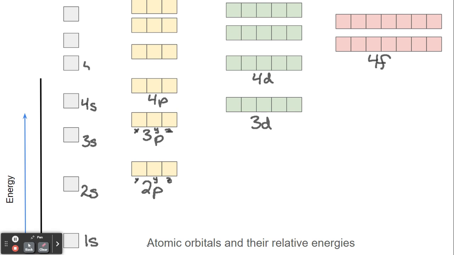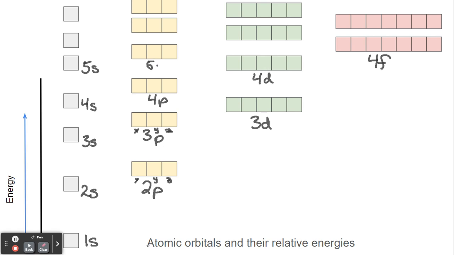Then, now we're going to see that these energy levels are really close together. Hard to know what's higher, 5s or 4d. Remember that electrons are always going to fill the lowest possible energy level first. And in reality, 5s is just a little bit lower than 4d. So 5s gets filled before 4d does.